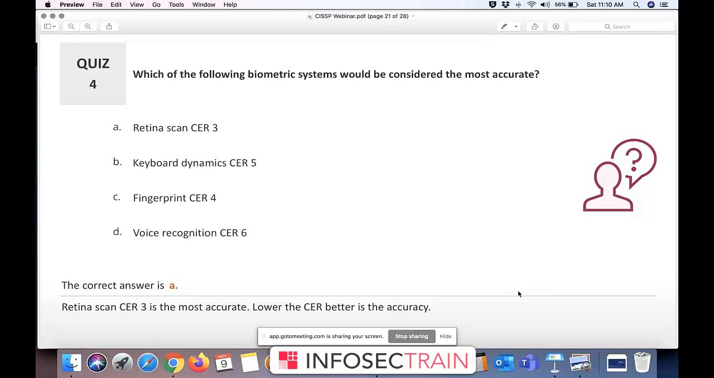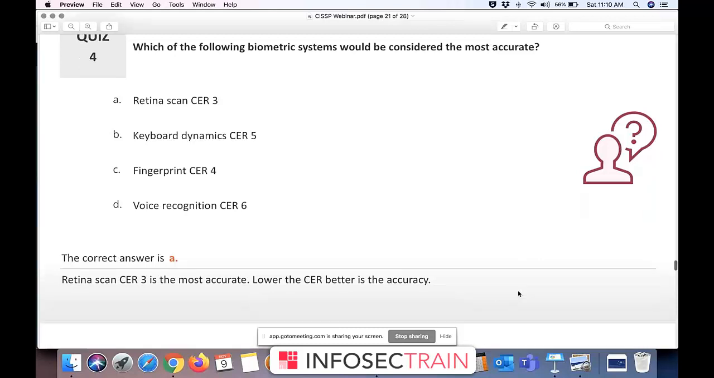So the only reason why this answer is correct is the CER value. The lower the CER value, the more accurate the system is, and that is the concept that you need to understand. They will ask this concept in different forms. I hope you're getting a sense of it.